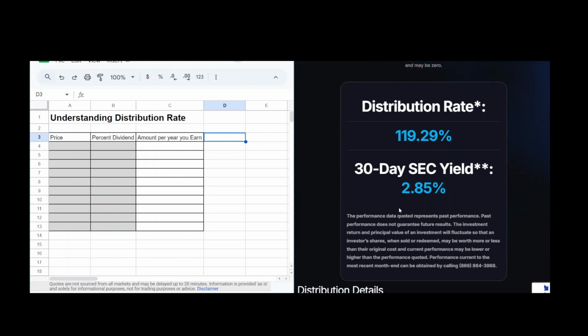So just to better evaluate whether you want to get into a certain ETF or not, I just wanted to show and help you understand what this distribution rate actually looks like when you start throwing numbers at it.